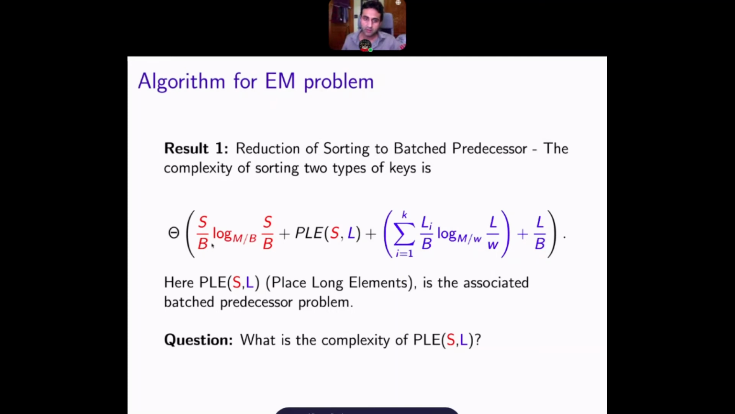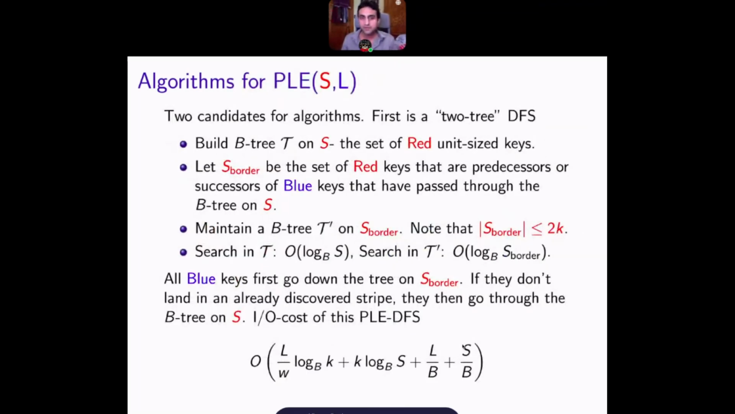And what we have now reduced the problem of sorting to is to study the complexity of this PLE. PLE stands for place long elements, which is the associated batch predecessor problem that I was talking about. So sorting in this model basically reduces to a batch predecessor problem. Again, S is the set of short keys, L is the set of long keys. So how do we solve this problem?